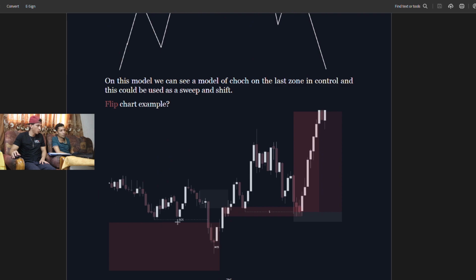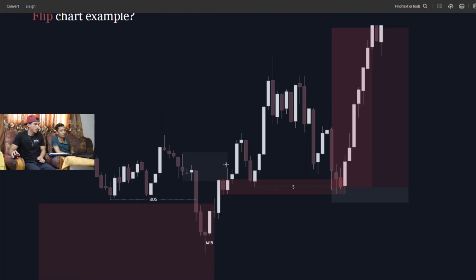As we can see here, we have a break of structure, creates your inner 15-minute, comes up, creates your sweep and shift here. As you can see, we're recording and trading, but you can see nothing. Trading and recording.